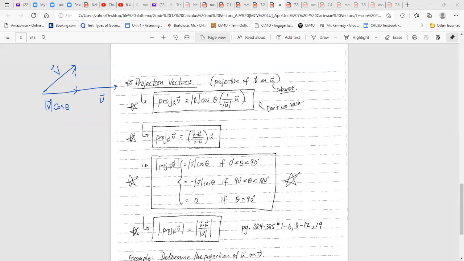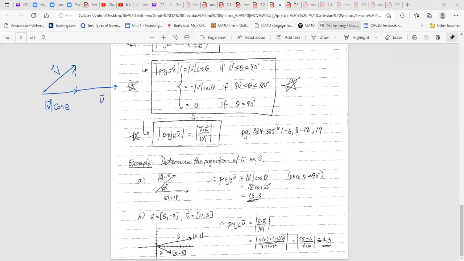So the projection of v on u, the magnitude of that is just the magnitude of v multiplied by the cosine of the angle between them, and if the angle is greater than 90 degrees, of course you get a negative number, and if the angle is 90, you will get 0. So again, the magnitude of the projection of v on u is going to be v dot u divided by the magnitude of u.